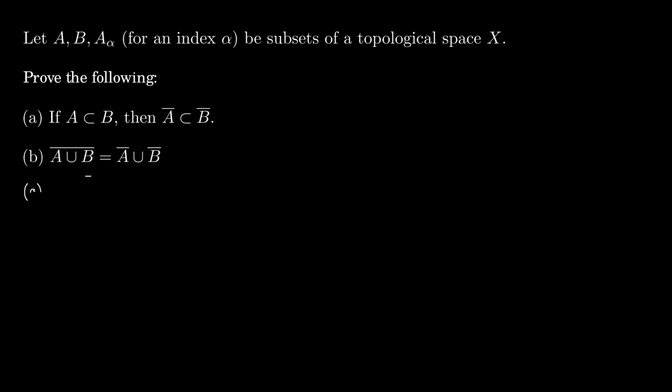The closure of an arbitrary union of sets contains the union of their closures. The equality is not always true. Give a counterexample where it fails.